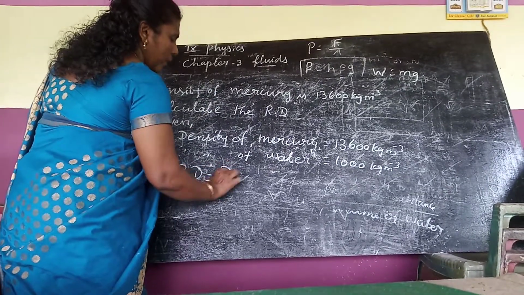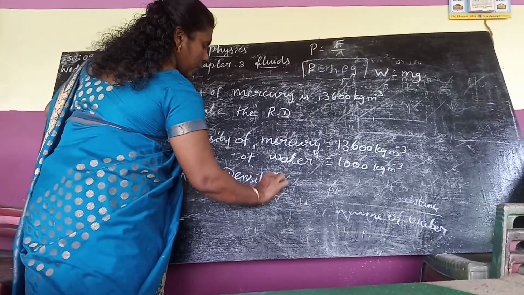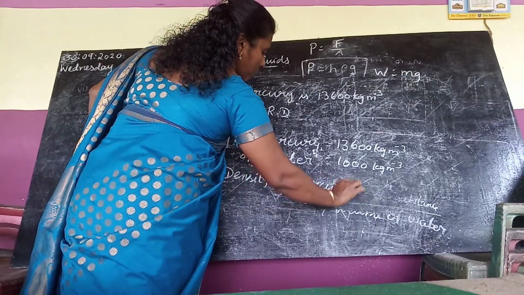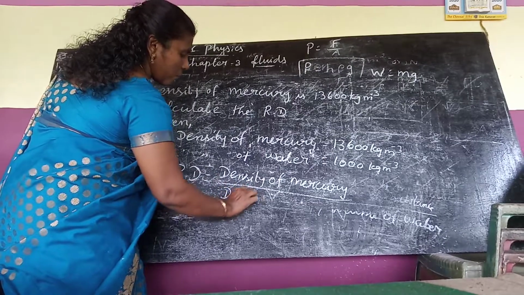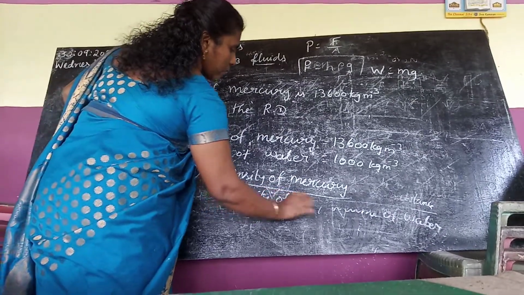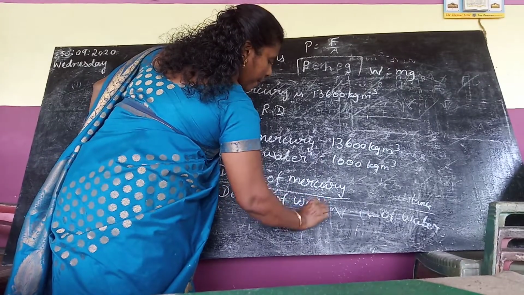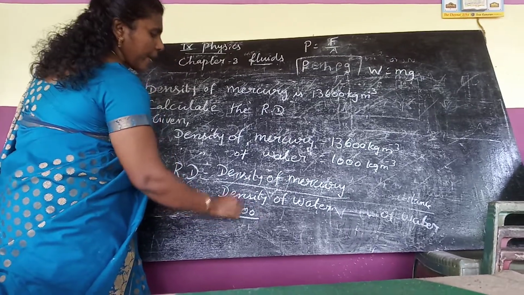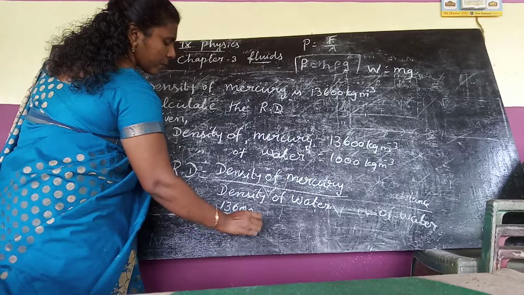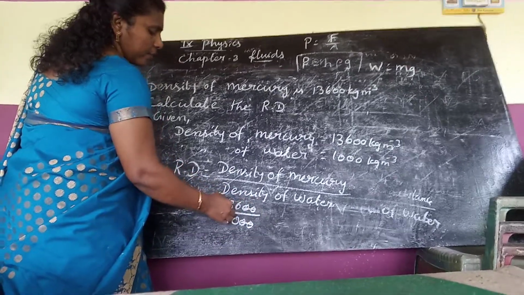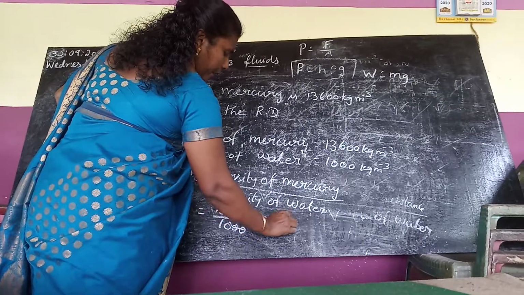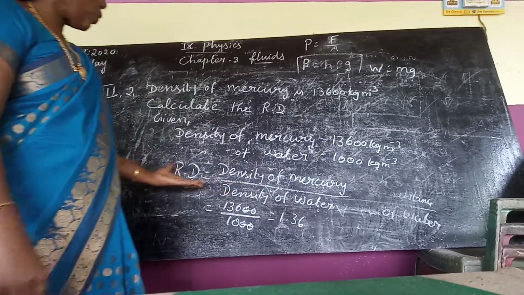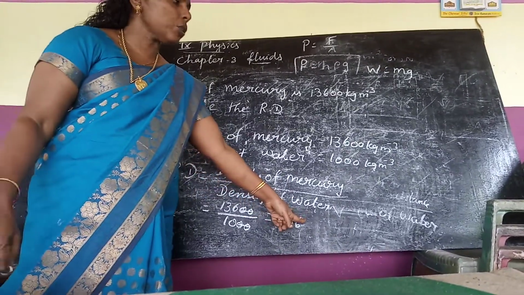Relative density equal to density of substance. Instead of substance, you have to write mercury. So, density of mercury divided by density of water. Now, what is the value of density of mercury? 13,600 divided by 1000. So, just cancel and we can write here 1.36. What unit do we write? There is no unit. Relative density has no unit, so no need to write a unit. So, this is the answer.